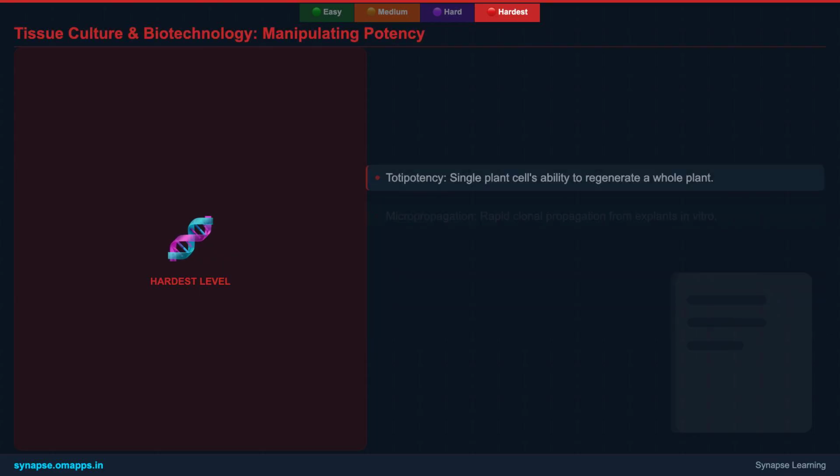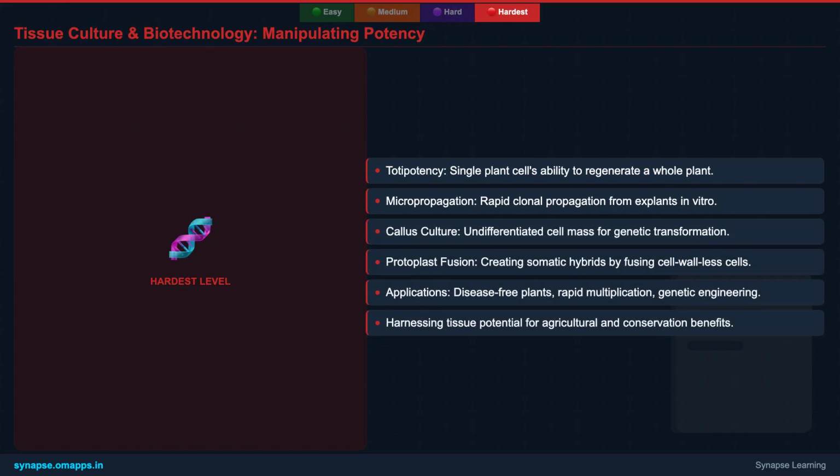The understanding of plant tissues extends into groundbreaking fields like tissue culture and biotechnology. The inherent totipotency of plant cells, their ability to regenerate into a whole plant from a single cell, is the bedrock of micropropagation. This technique allows for rapid, large-scale production of genetically identical, disease-free plants, revolutionizing agriculture and conservation.